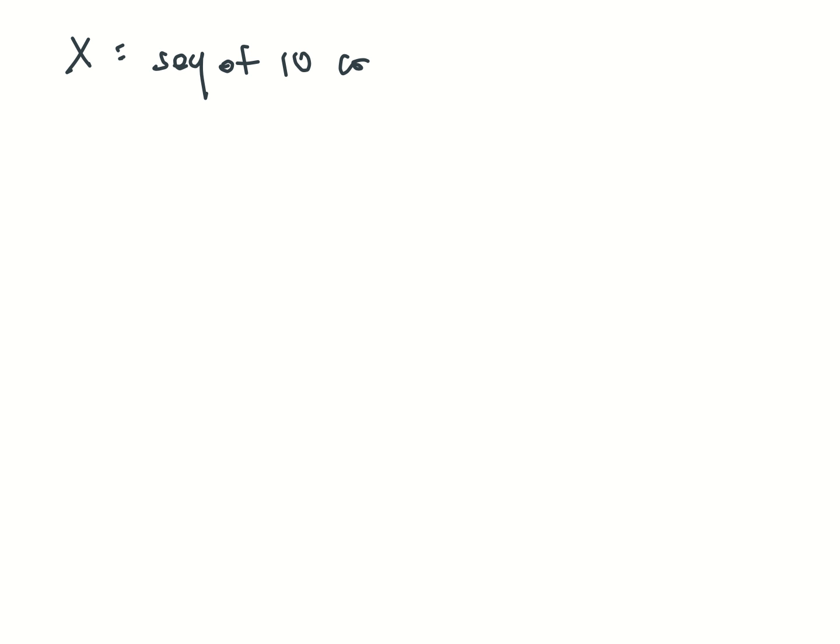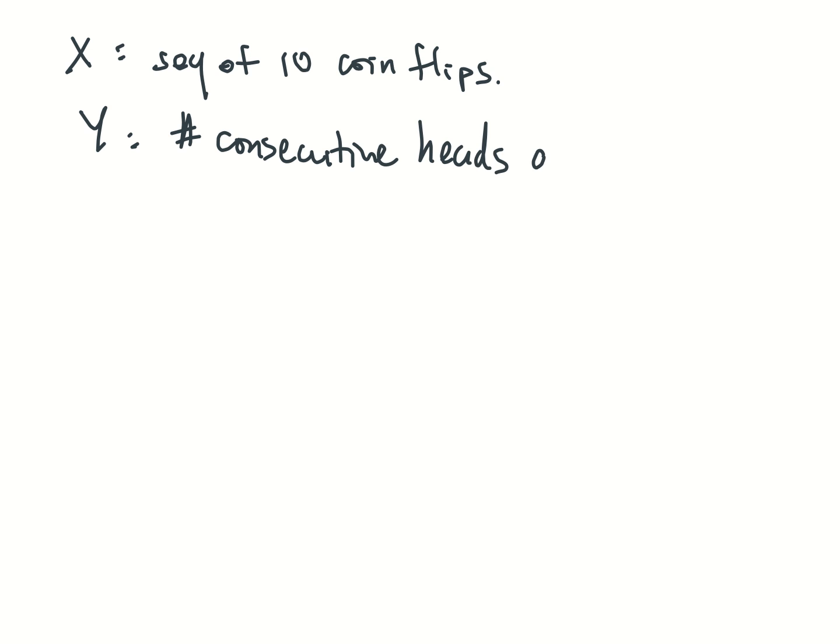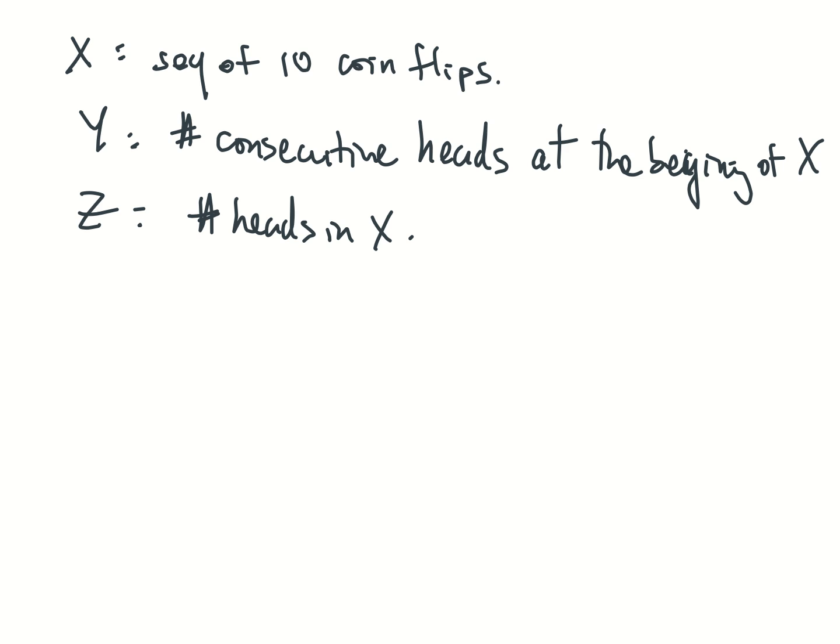Let x be a sequence of 10 coin flips. Let y be the number of consecutive heads at the beginning of x, and let z be the number of heads in x. We need to write down the probability function of y and of z.